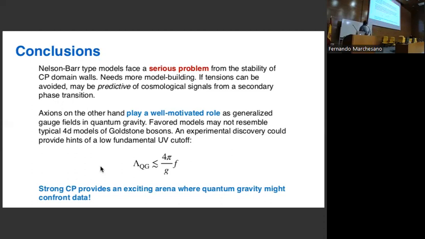Axions, on the other hand, I think just seem to be what quantum gravity really wants to do, but I'm not sure that we have fully processed how we would interpret a discovery of one in the context of quantum gravity. Thanks.